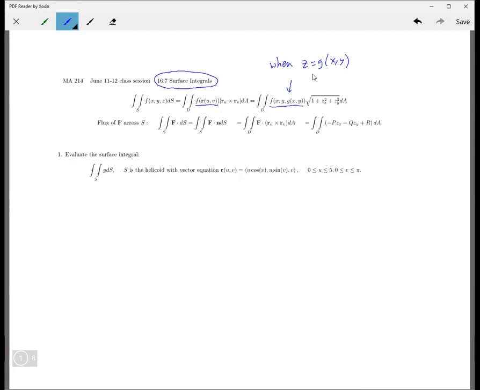And then also this right here. So z sub x would be the partial of this with respect to x, and z sub y is the partial of this with respect to y.